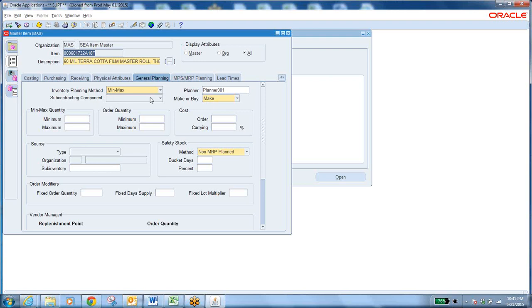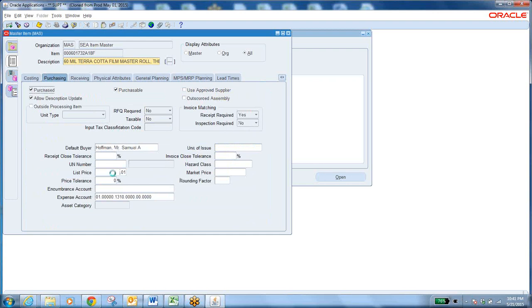In case it is a manufactured item, no issues, it is a make item. In case it is a buy item, it should be purchased. That means in the purchasing tab, you should enable the price of that item. Why? Because of min-max planning. Planning is going to create a document for this item whenever the quantity is less than the minimum quantity. In this example I have given minimum quantity as 100 and maximum quantity as 10,000. That means when the item quantity reaches 100, the system should raise a requisition to bring the quantity up to the maximum level. That requisition should be created with the price of that particular item.